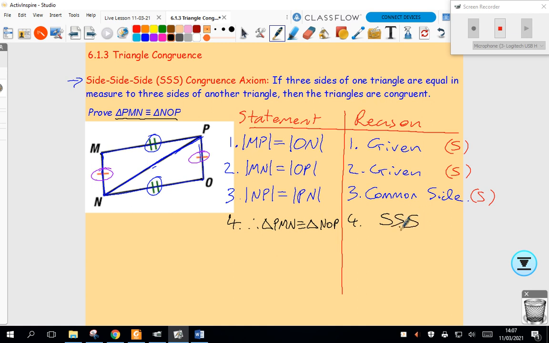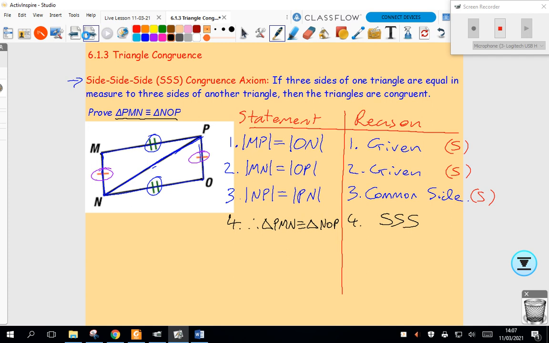That's how we prove two triangles are equal or congruent. We don't need to show all 6 parts. If we can show 3 sides of one triangle are equal in measure to 3 sides of another, then the triangles are congruent. Okay, so that's the side-side-side congruence axiom.